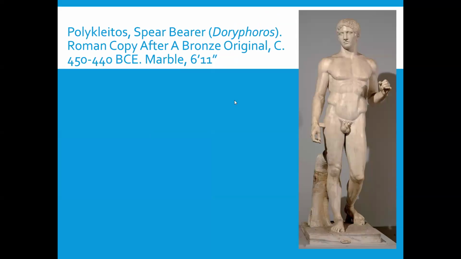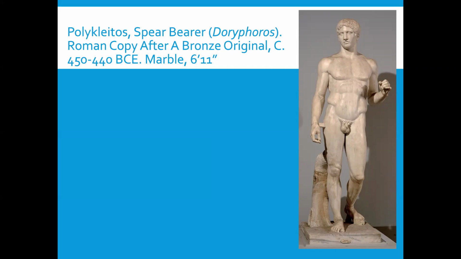Now, here we have the culmination of the evolution of the human figure, the male figure in ancient Greece. This is Polykleitos' Spear Bearer, or Doryphoros. And this starts with the archaic kouros figures, to the Kritios Boy, to the Riace Warrior, to here, the Spear Bearer. And Polykleitos is following Pythagoras' theory that beauty resides in harmonious numerical ratios.